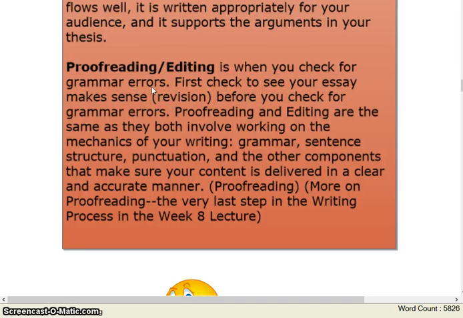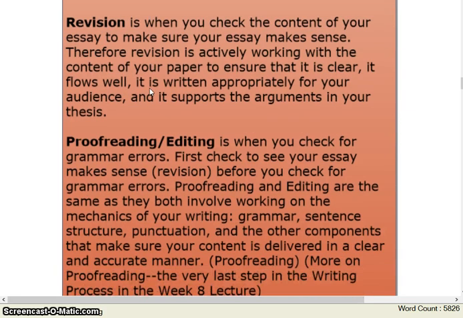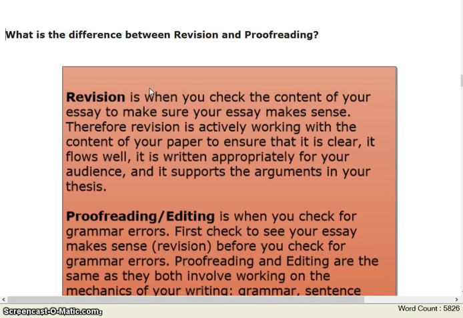So which do you do first, revision or proofreading? Actually, you revise before you edit. In other words, you check for the general content of your paper, make sure that your thesis statement makes sense, make sure that your supporting paragraphs match your thesis statement, and once you realize that your paper flows well, has one central idea, that is revision, then you move on to proofreading and editing. So this video will focus on revision.